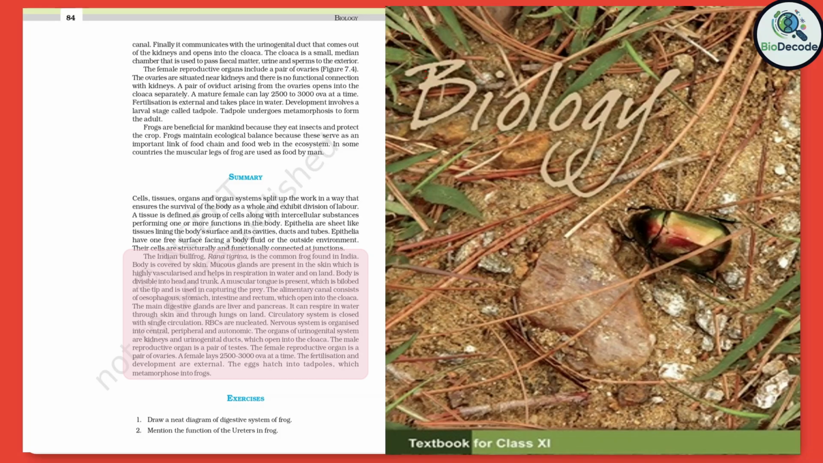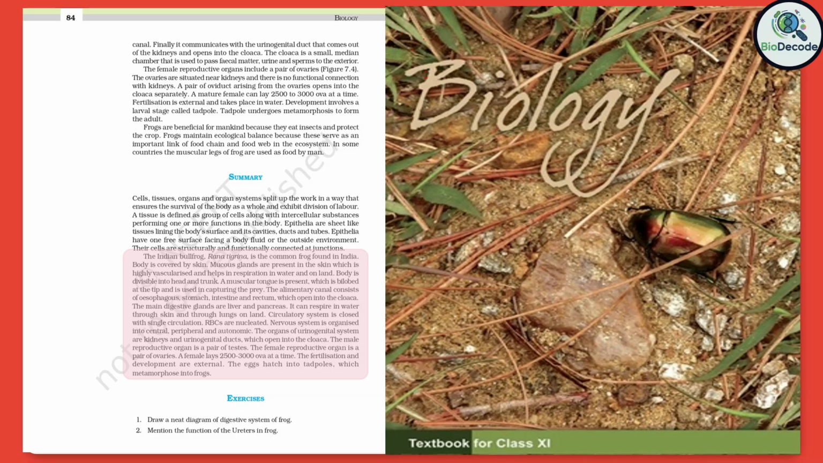The alimentary canal consists of oesophagus, stomach, intestine, and rectum, which open into the cloaca. The main digestive glands are liver and pancreas. It can respire in water, through skin, and through lungs on land. Circulatory system is closed with single circulation. RBCs are nucleated. Nervous system is organized into central, peripheral, and autonomic.